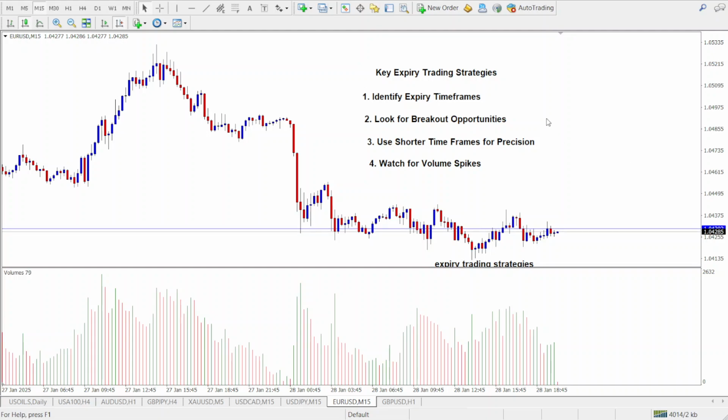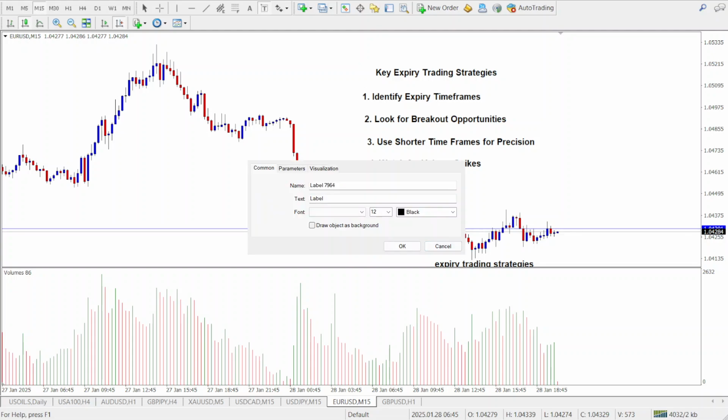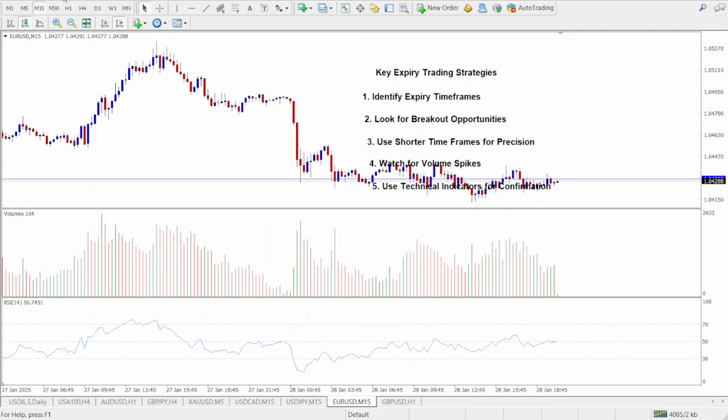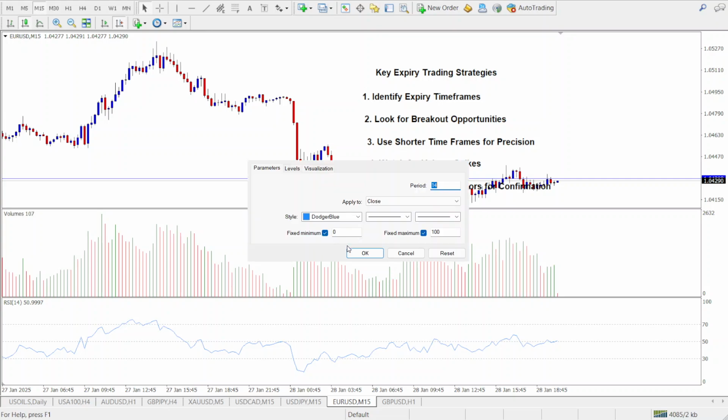Now finally, you should use technical indicators for confirmation. It's actually important. Even with the knowledge of expiry, you will still want to use technical indicators to help you confirm your trade decisions. In addition to the volume indicator, which I recommended for checking volumes, you can also use indicators like the relative strength index, moving averages, Bollinger Bands, or any other indicator of your choice.